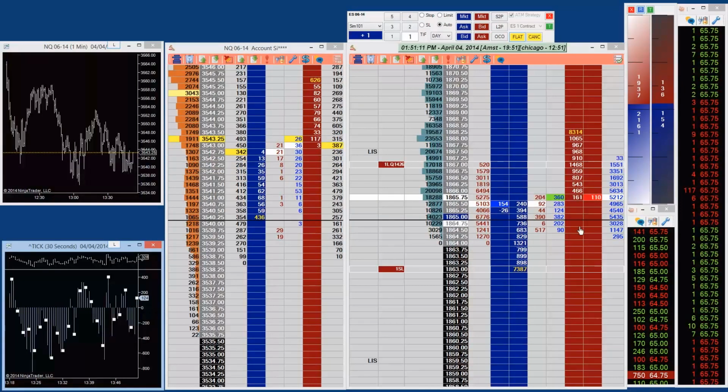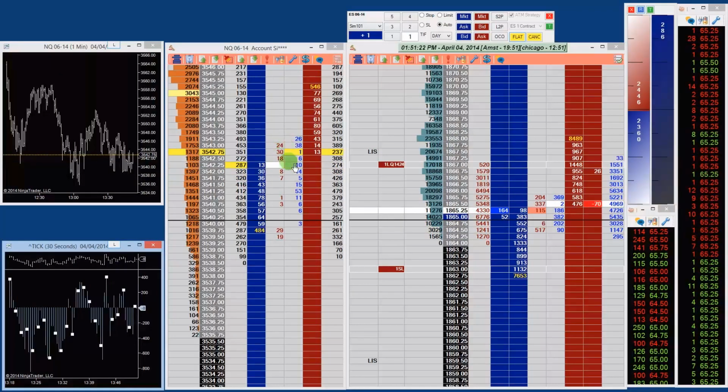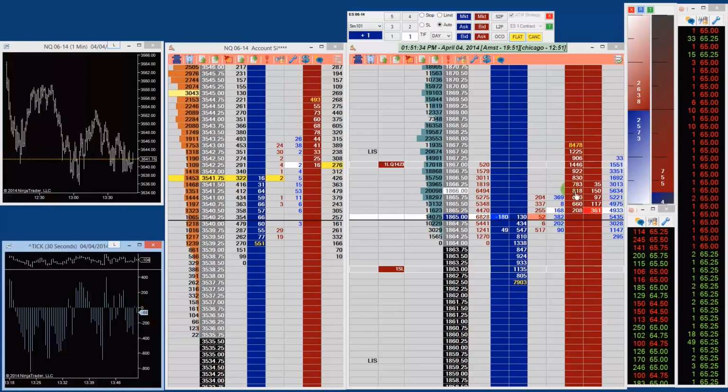Okay, the buyers step in again, but they need to get a bit more traction. We're in this thick area here, but we managed to tick down a couple. Nasdaq's still going up. It would be good to see the Nasdaq get above this 43.25 level. It would be good to see the tick. It's almost neutral. It'd be good to see that start to turn positive, but it just can't seem to get any traction. Got a few big sellers coming again.